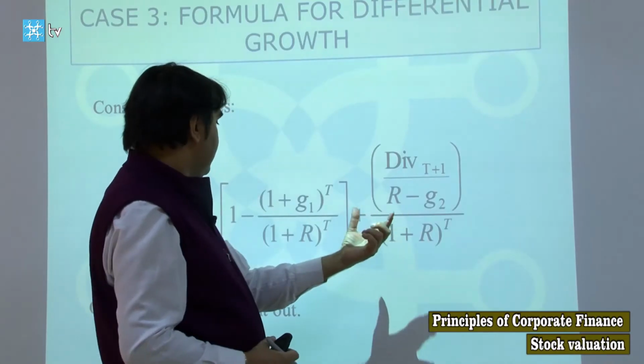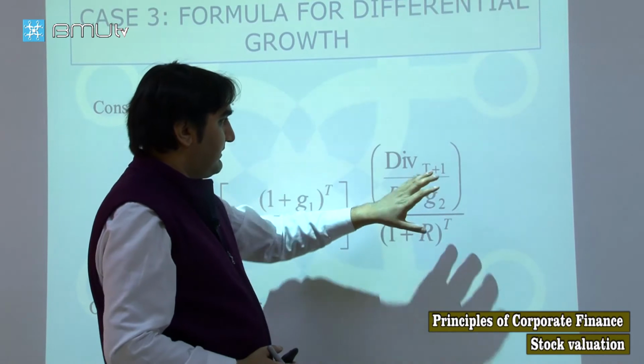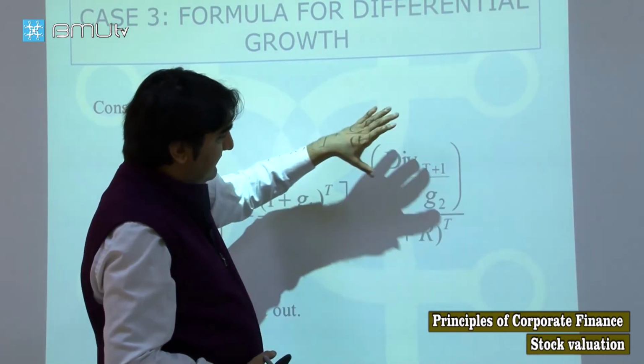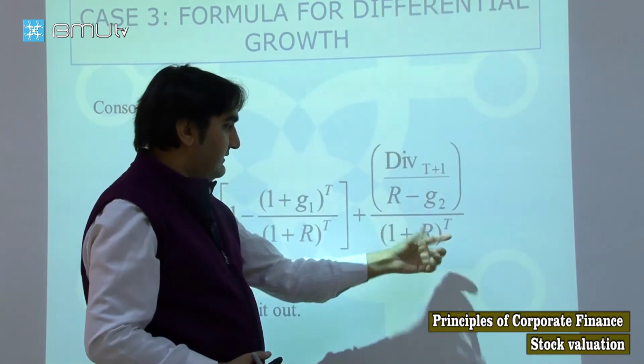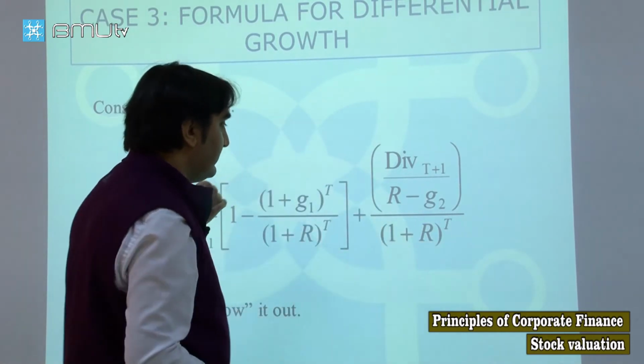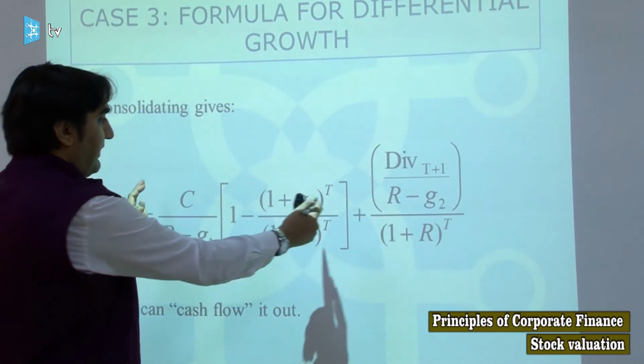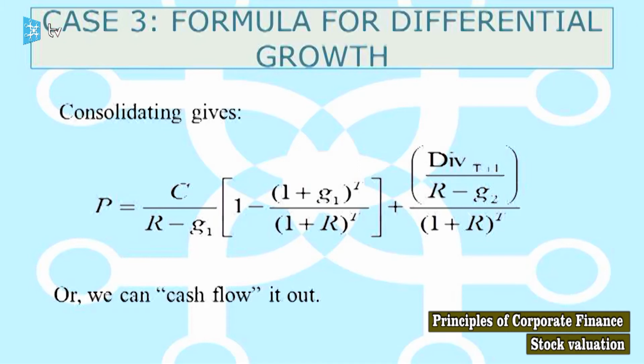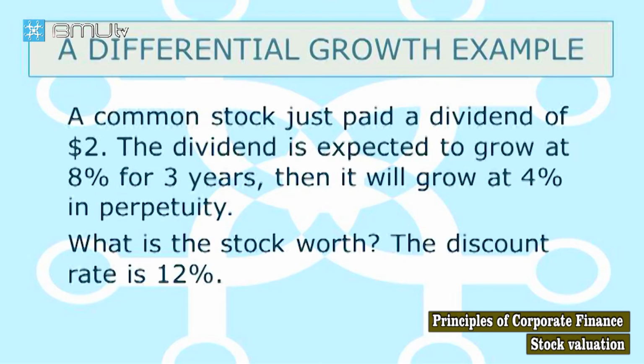That's our dividends, present value of perpetuity. We discount it back to year 1, and this part is present value of growing annuity from 1st year to 3rd year. We have an example here.